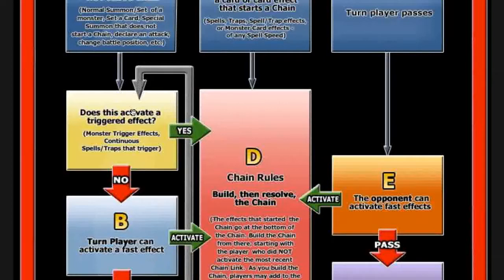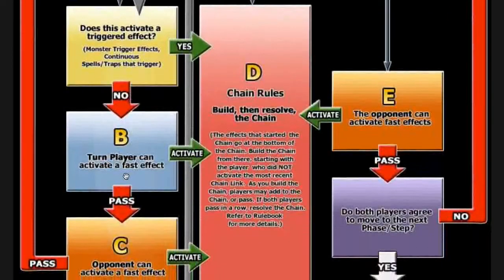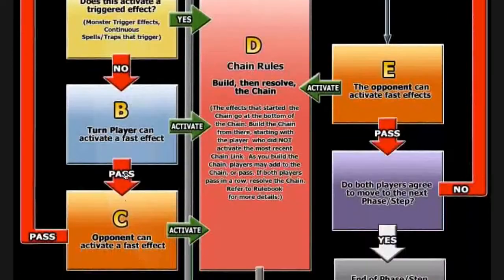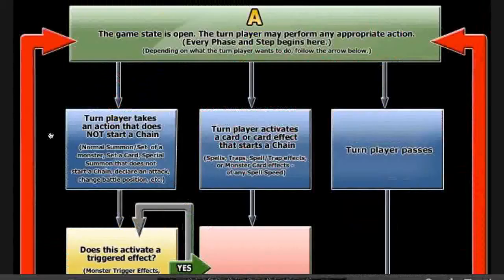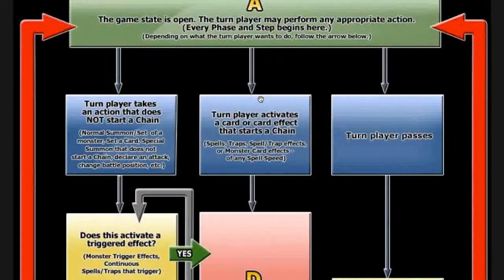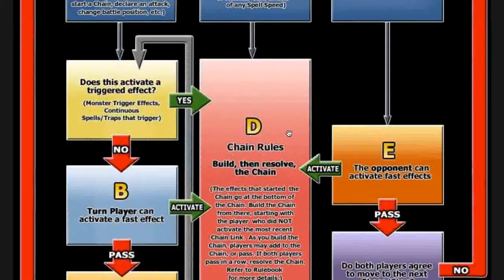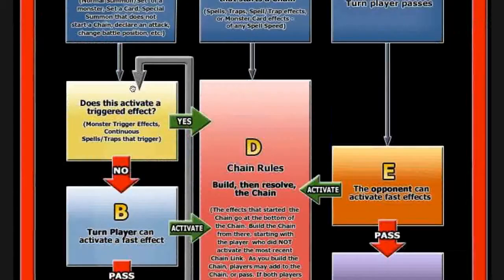So does this activate a trigger effect? No. The turn player can activate a fast effect. The opponent can activate a fast effect. Let's say they both pass. Let's say we have a second chain. We're in the battle step still. The turn player now wants to activate Book of Moon on the monster it's attacking. The opponent can chain anything they like, and the chain resolves. When the chain resolves, we go back down this line.